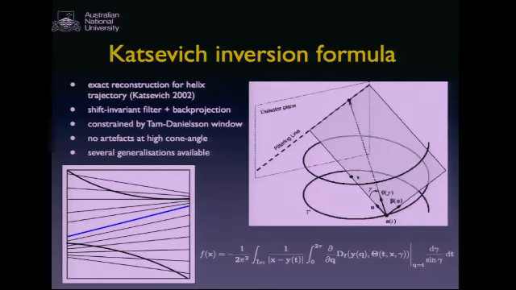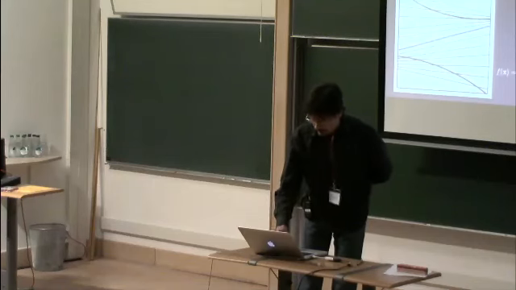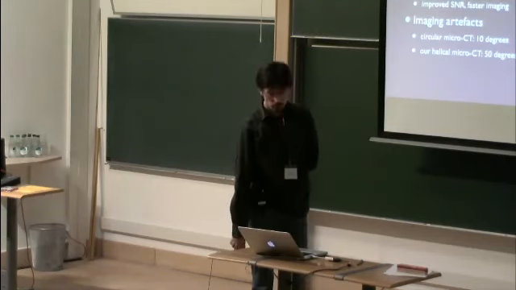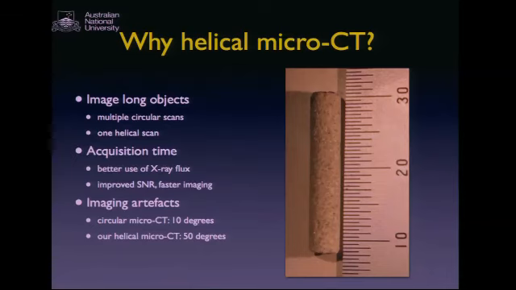The proof in this paper is actually quite elegant as well, which is sort of why we liked it. It cleverly shows how contributions from these two parts cancel out and you get an exact reconstruction. Anyhow, enough about that. Micro CT is CT but for small objects.